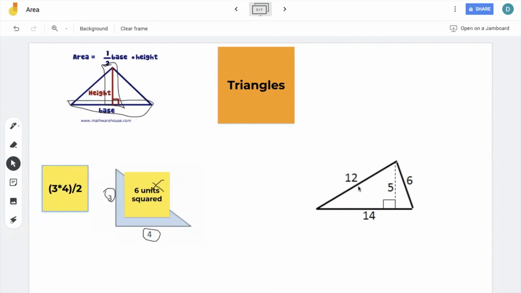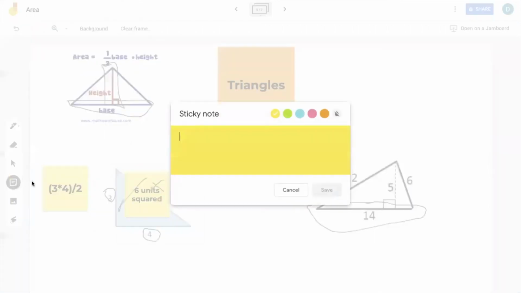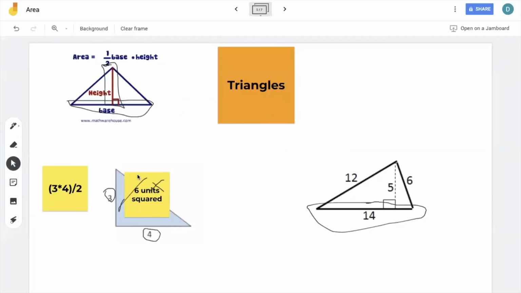Let's look at the second figure here. So this time we're given several different measurements. So let's identify which is which. The 14 is pretty obviously the base. But now, which one is the height? Do we want the 12, the 5, or the 6? Well, the 12 is the hypotenuse, similar to our 5 over here. So we don't want that. And then the 6 is also kind of a similar situation. So we actually want the 5 here as the height.